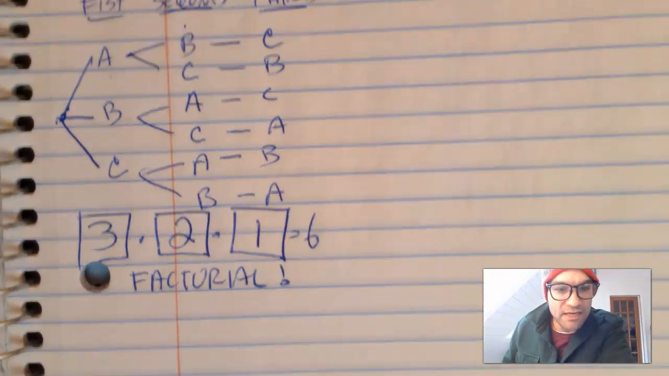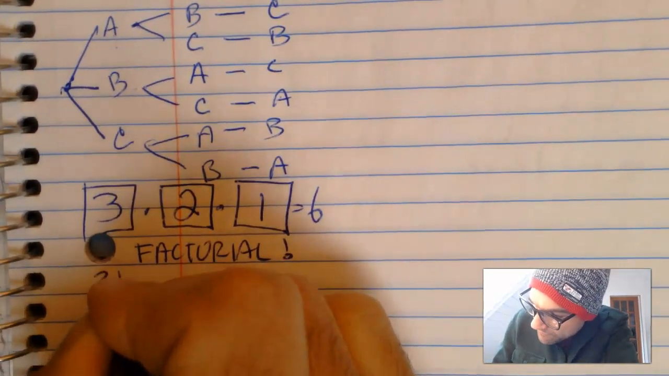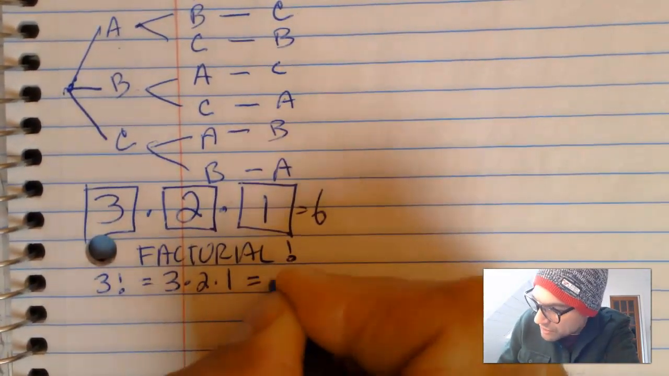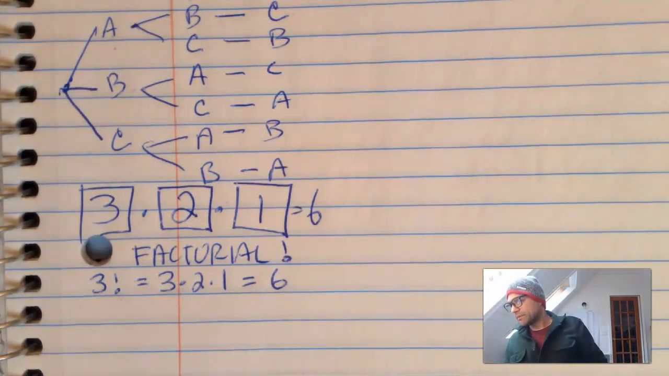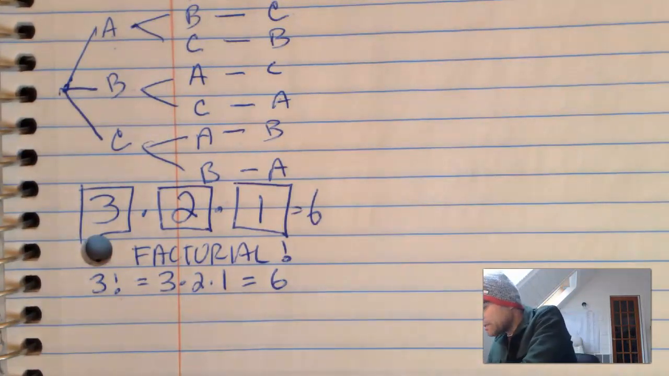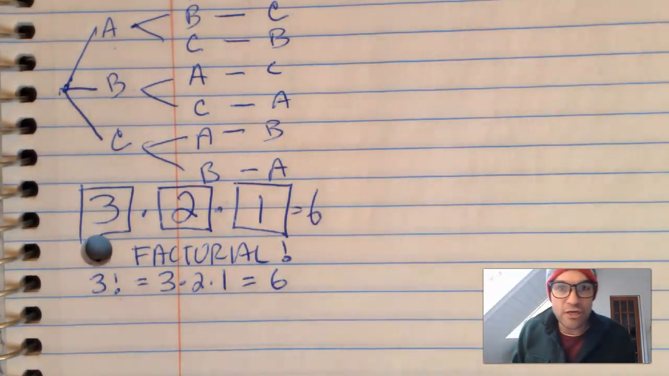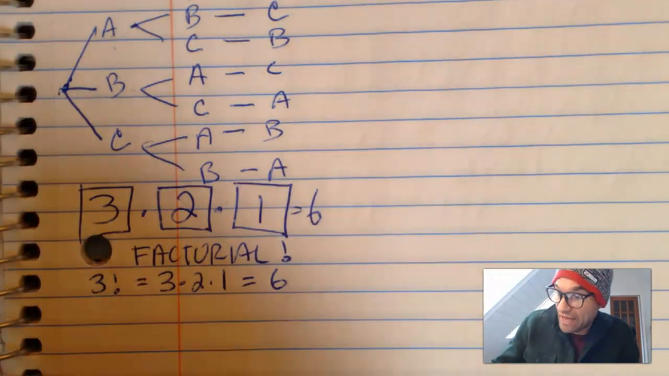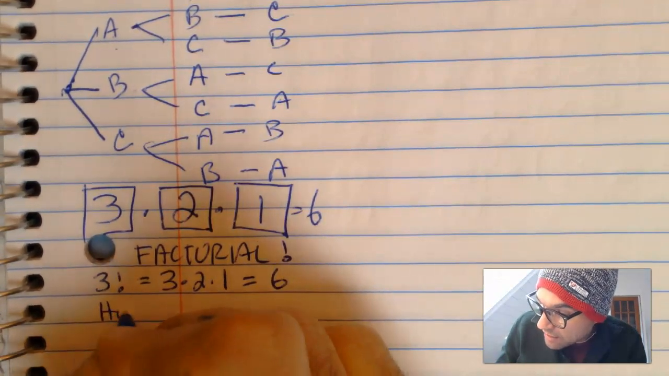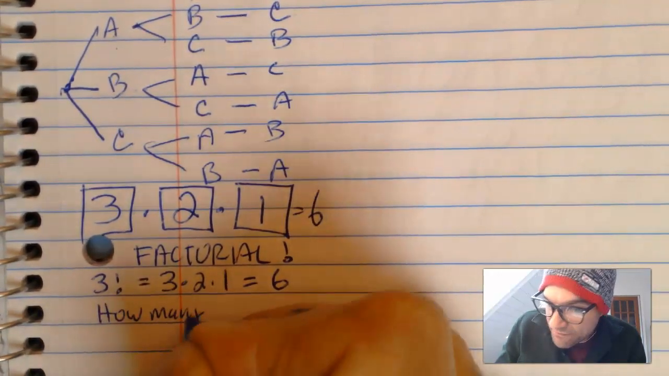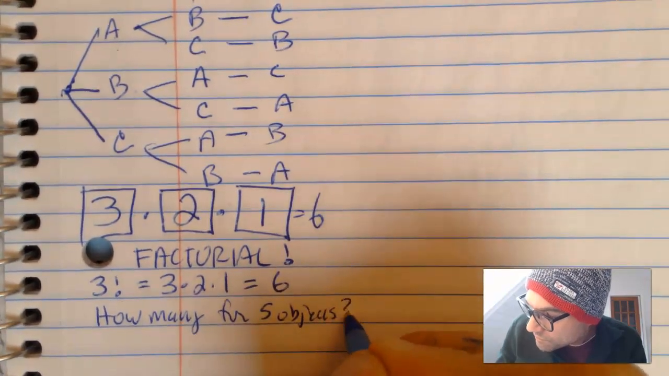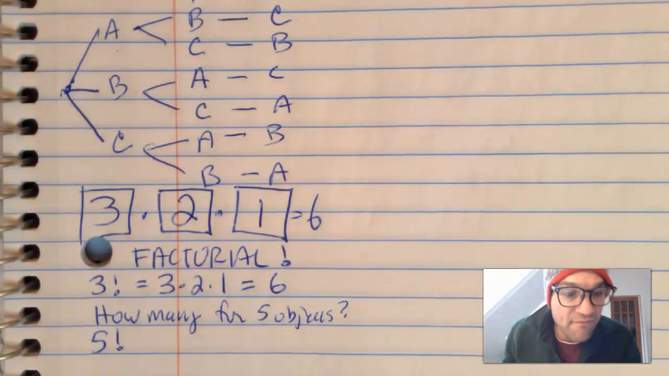And it's written with an exclamation point. 3 factorial equals 3 times 2 times 1, which equals 6, right? So it basically tells us how many ways you can arrange 3 objects. Cool. Well, what if I want to know how many ways I could arrange 5 objects? So how many ways for 5? Well, it would be 5 factorial.